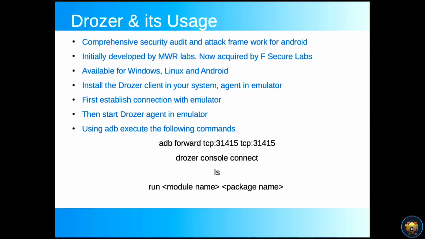Now after that, use the drozer console connect command. This is the client, and the client needs to connect to the server. So use the command drozer console connect. After that, use the ls command to list all the packages, and after that run the command. There is the run utility, and after that the sub command, you can put the module name, whichever module you want to run, and after that the package name, whichever package you are targeting.